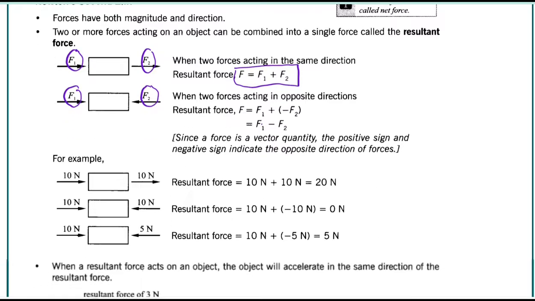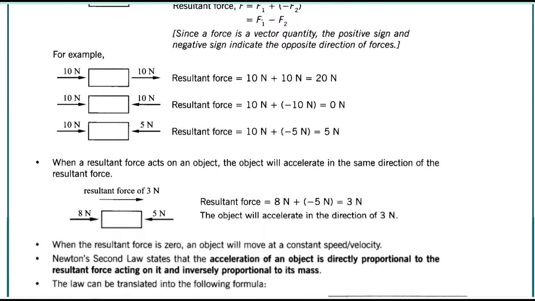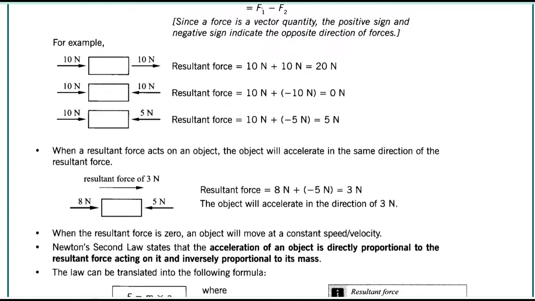Then we have an example. In the first one, with the same direction, we are going to add them, and they gave us 20. Then in the second one, the forces are in opposite directions but of equal magnitude, and the resultant is 0. If the resultant is 0, it means it is a balanced force. Then we also have 10 and 5.